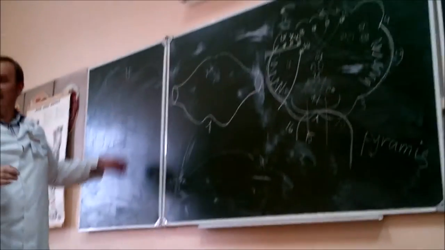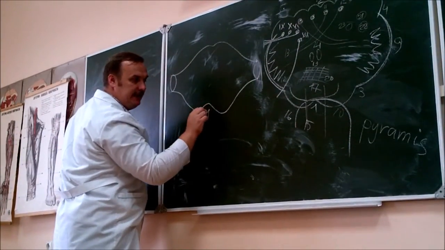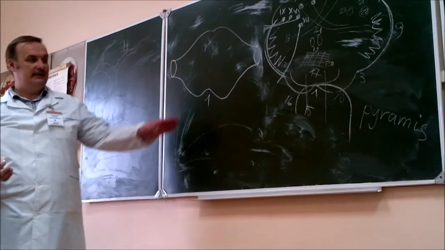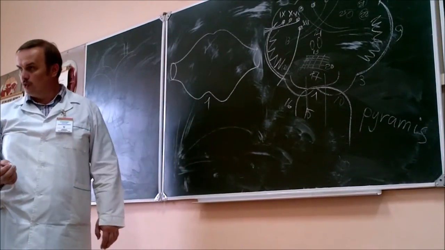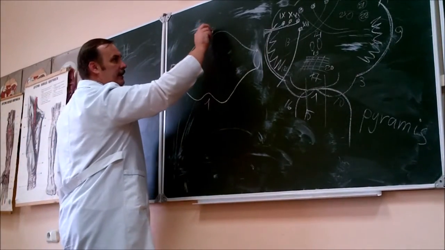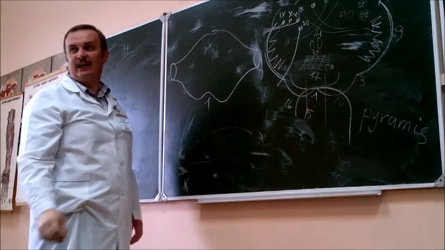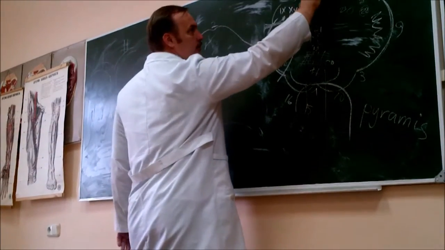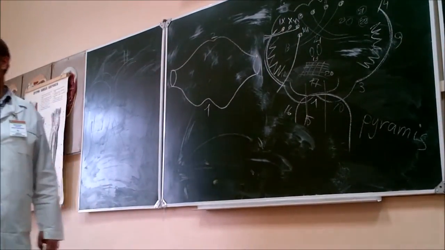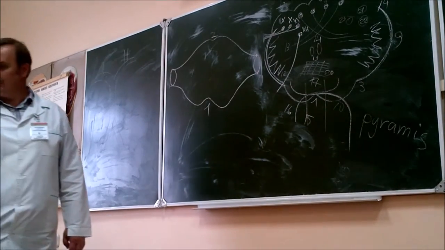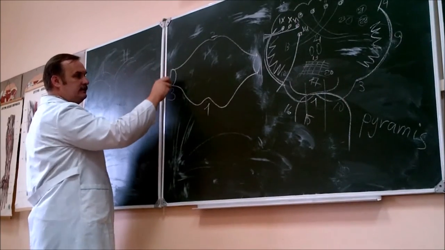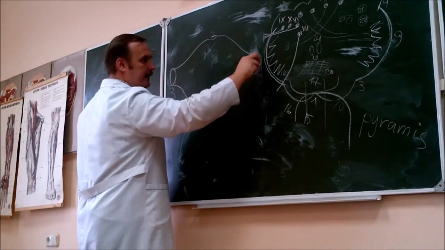And this arteria basilaris is here. It passes on the ventral surface of the pons. That is why the name of this groove is sulcus basilaris. Posteriorly, number two, the same as in the medulla oblongata: sulcus medianus posterior.